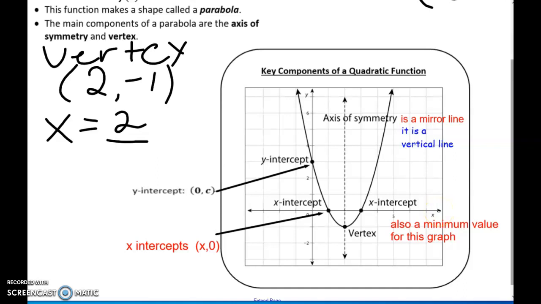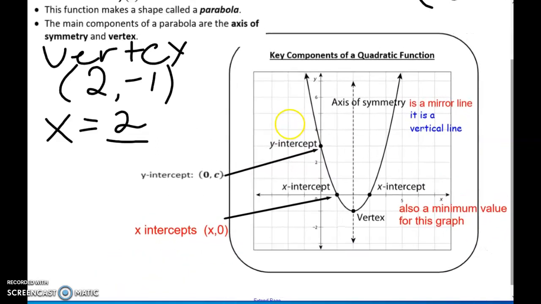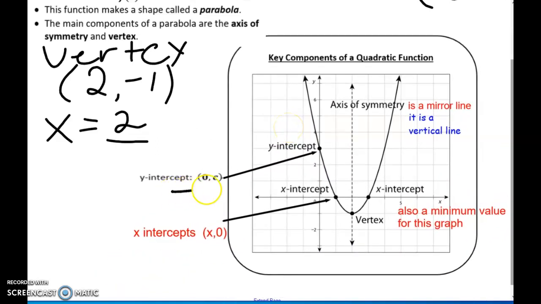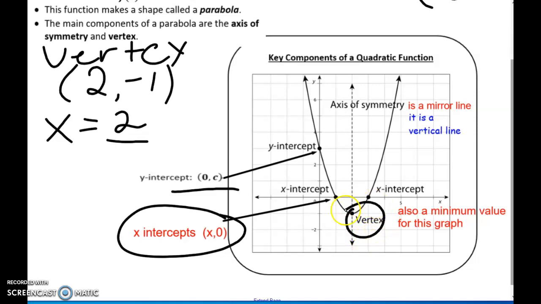Okay, the y-intercept. Y-intercept is here, and it's in this form, where the first value is a 0. Why? Because you're going over 0 in the x direction, and the next value is c. Now I'll talk about where that c comes from in just a minute. The x-intercepts are here. So where does this graph cross the x-axis? It crosses right here and right here. And x-intercepts are in this form, where you write them as x comma 0. So they're a point. The minimum value for this graph is right here. It's also its vertex. So you find the minimum value by finding the vertex.